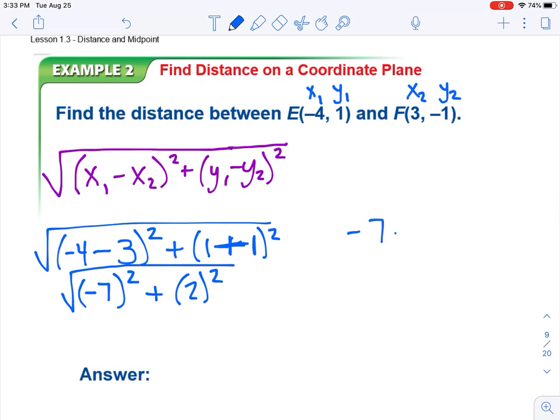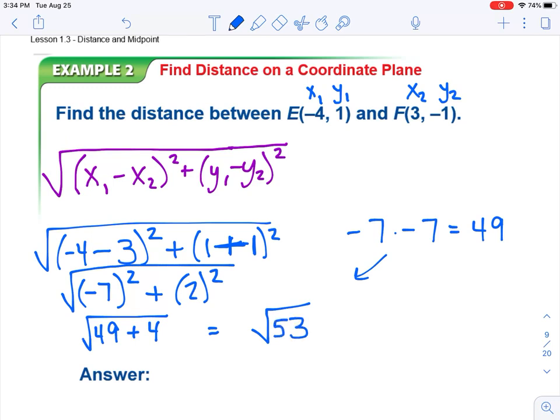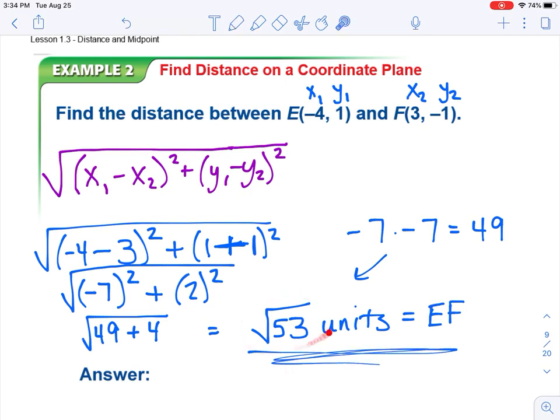Now, -7 times -7 will equal positive 49. So keep that in mind down here. 49 plus 4. 2 times 2 is 4. Our solution is then the square root of 53. We can go ahead and say units for the distance EF. Okay? You can go ahead and leave it like this, or you can switch it to a decimal. Either one is okay.